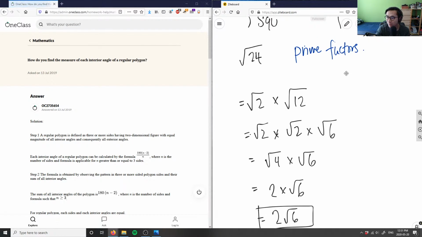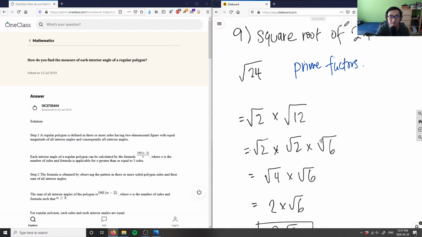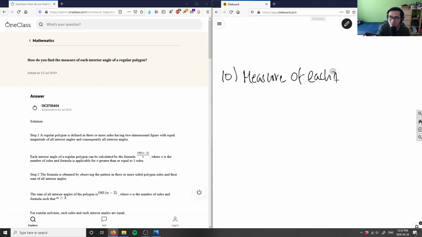And then finally, I think this here is the last question. How do you find the measure of the interior angles of a regular polygon? Let's see, 1, 2, 3, 4, 5, 6, 7, 8, 9, 10. Yes, this here's number 9. So here's my last question of the day. So I want the measure of each interior angle of a regular polygon.